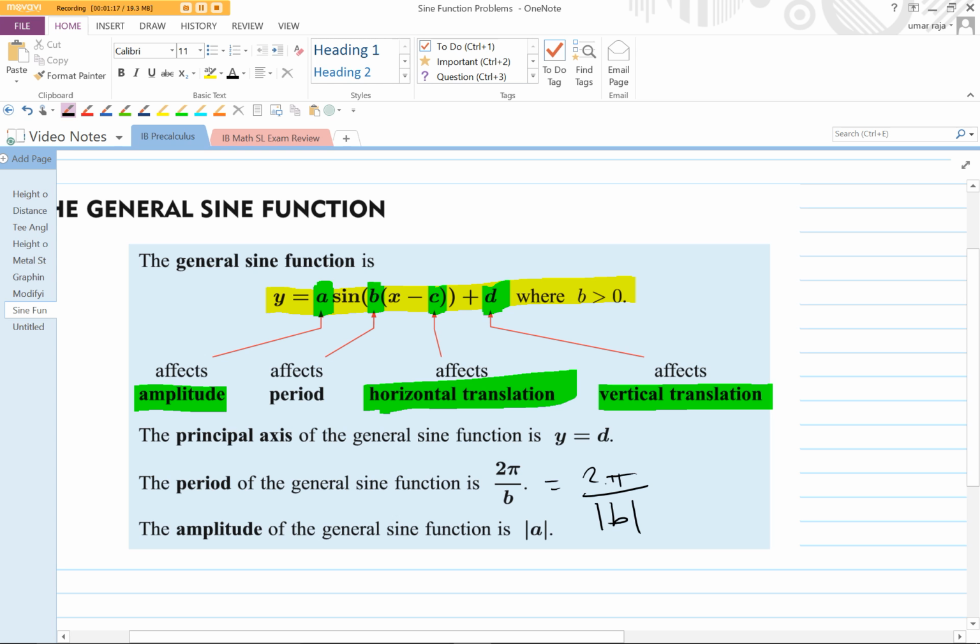So again, this is going to be 2 pi over the absolute value of b, meaning that there might be problems where they can give you something that's negative in front of the x. So what you're going to do is not put the negative sign in, you're going to take the absolute value of that, which is going to make this part positive. So the period would always come out to a positive value.